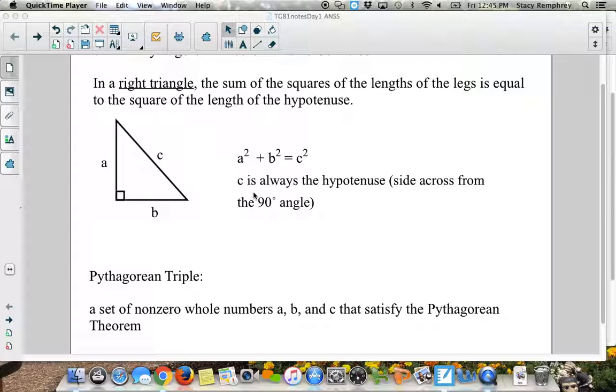A Pythagorean theorem triple is whole numbers that make the Pythagorean theorem true. For example, a 3, 4, 5, 3 squared plus 4 squared equals 5 squared. That's an example of a Pythagorean triple, where the numbers aren't decimals or radicals or anything. They're whole numbers that make the Pythagorean theorem true.